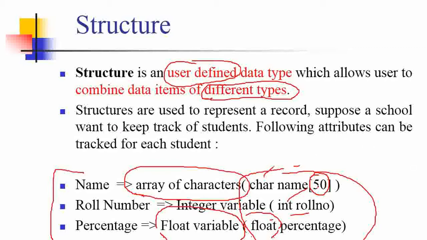If we wanted, we could take here 16, 32 as the size. If we wanted, we can take the roll number as float, we can take the percentage as double. So we are defining the data type of each data member, and we are only telling what the structure is going to have and of what size. So that is why we call it user defined.